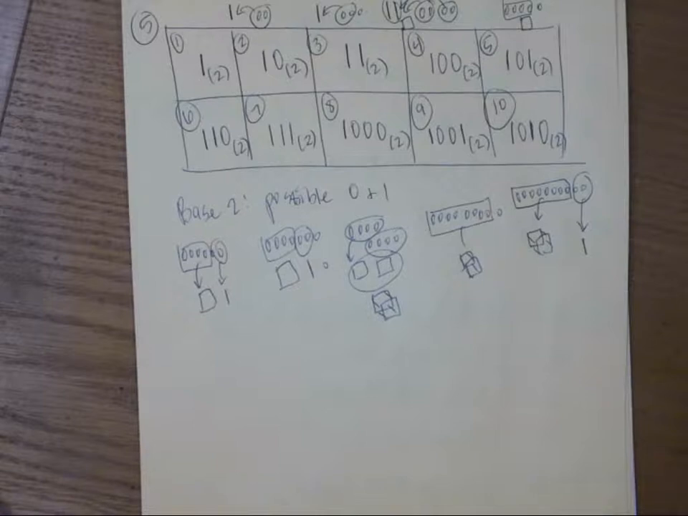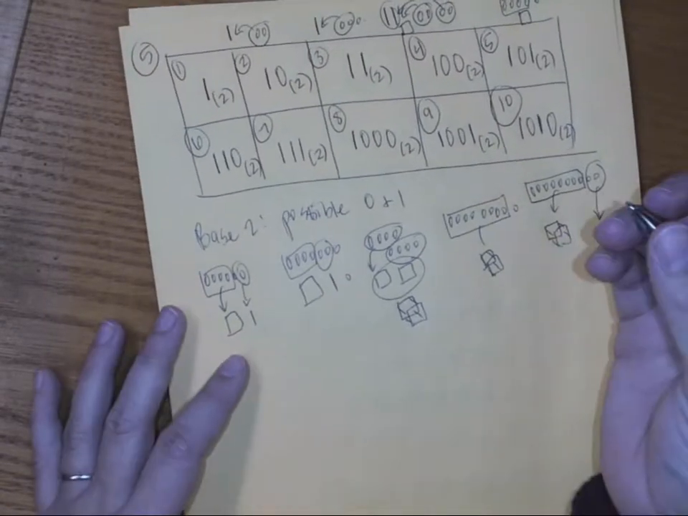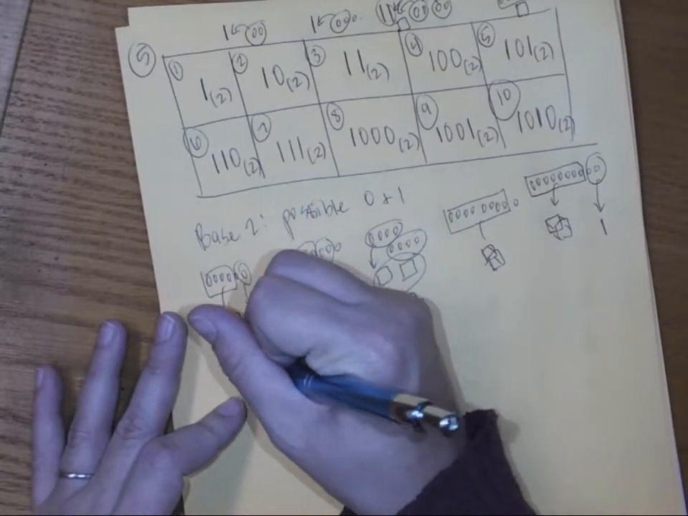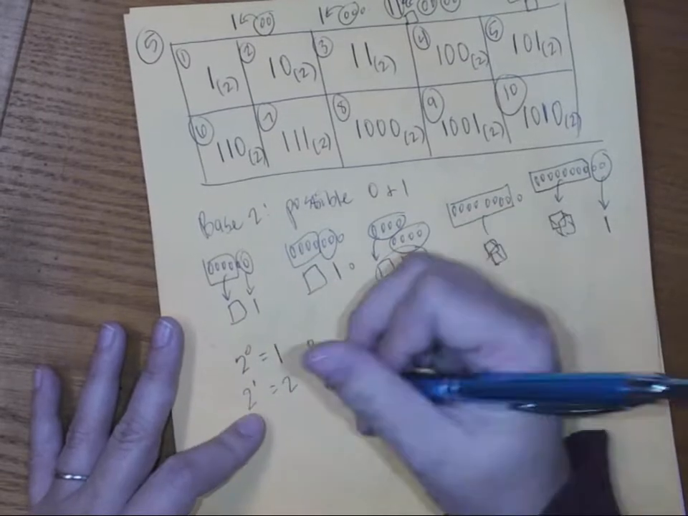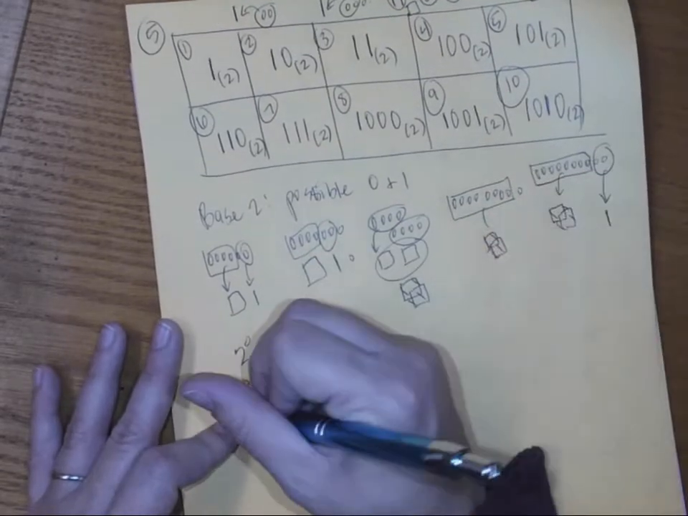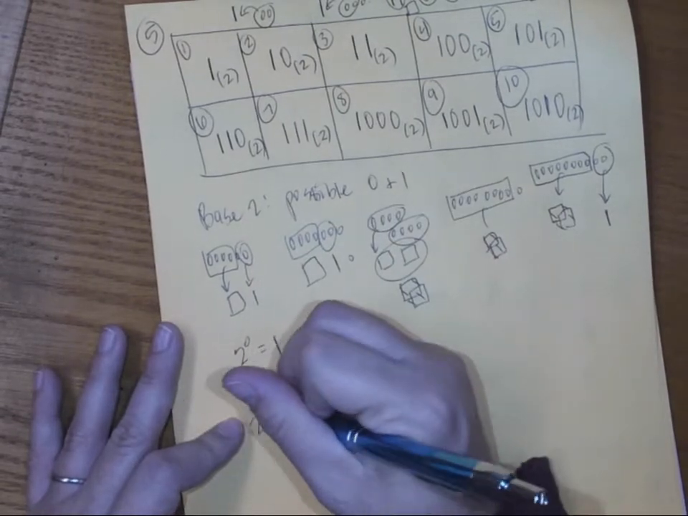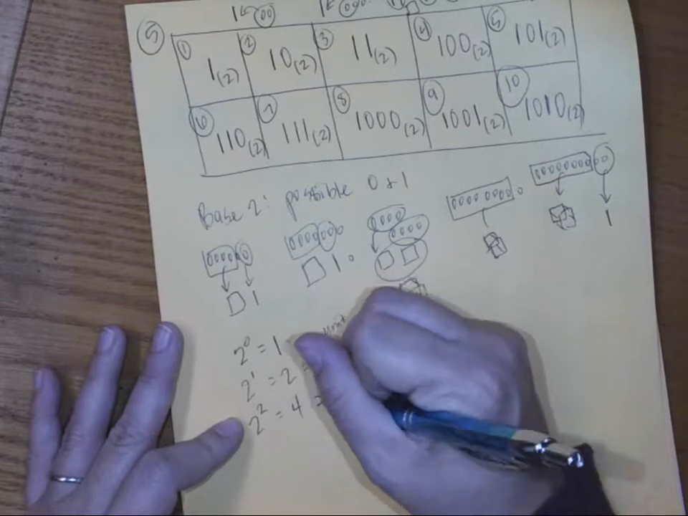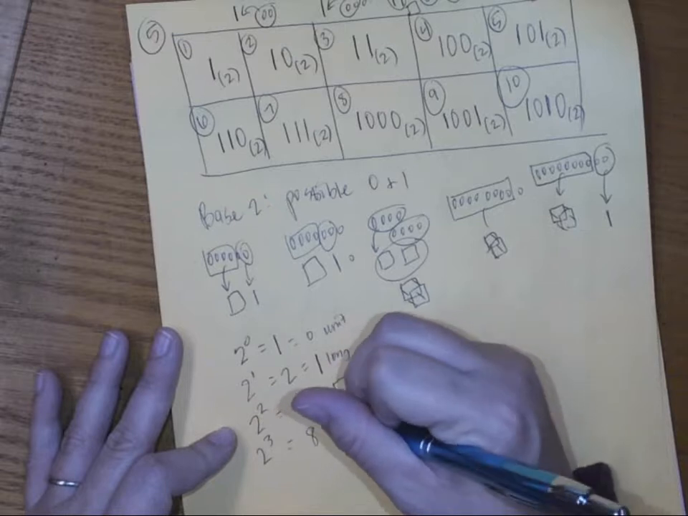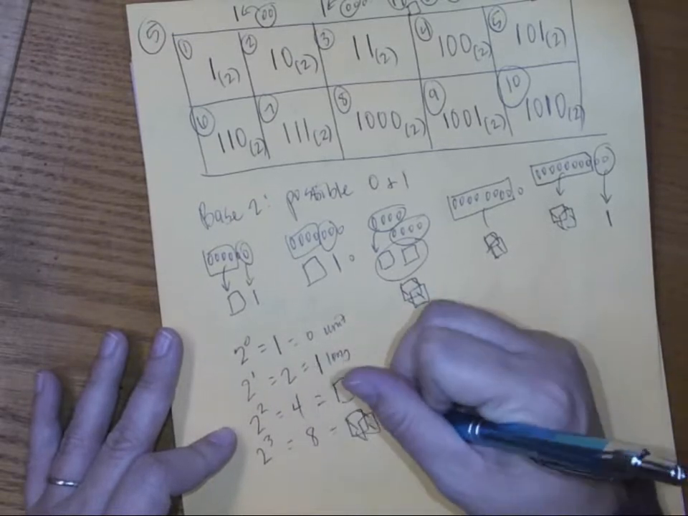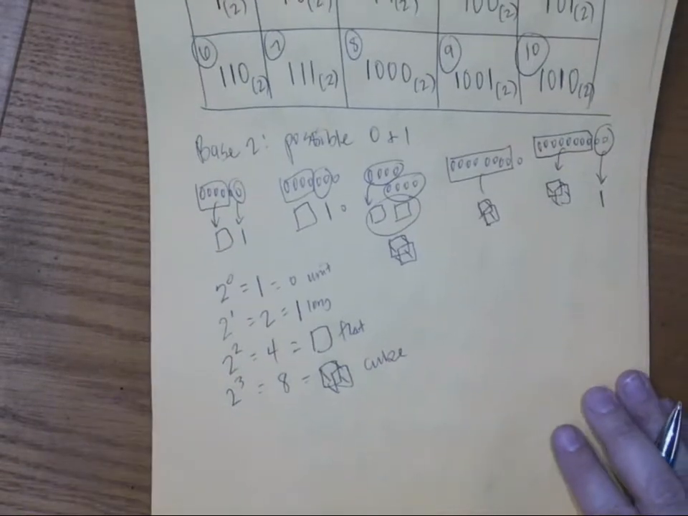Okay, I hope you remember doing that. If you needed to, you could do your powers of 2 here. Remember, 2 to the 0 power is 1, and that's the unit. 2 to the first power is 2, and that's going to be your long. 2 to the second power is 4, and that's going to be your flat. 2 to the third power is 8, so that's going to be your cube. So that might be helpful to write those out also for that problem.